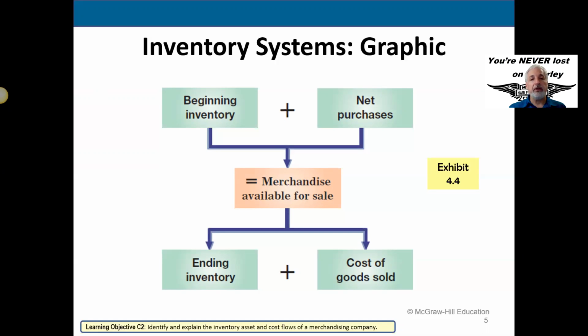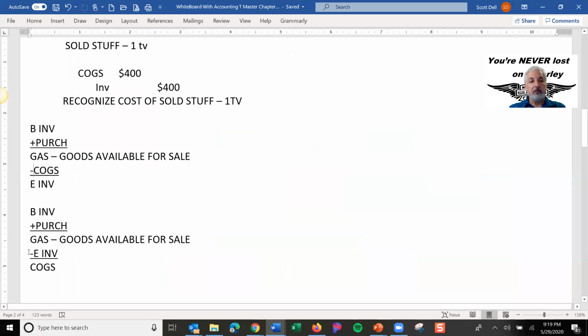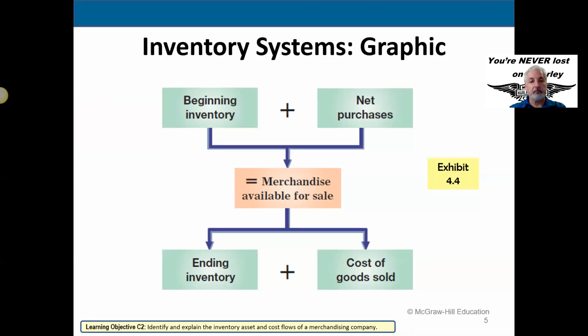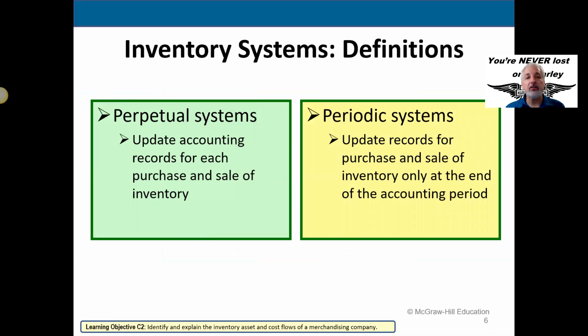But this is just the big picture, which is the same formulas that we just looked at here. Cost of goods, and ending inventory is goods available for sale. Merchandise available for sale. All right, 2 kinds of inventory. Perpetual. If we're selling cars, we're perpetual. I sold that car, I got that cost of goods to go with it.